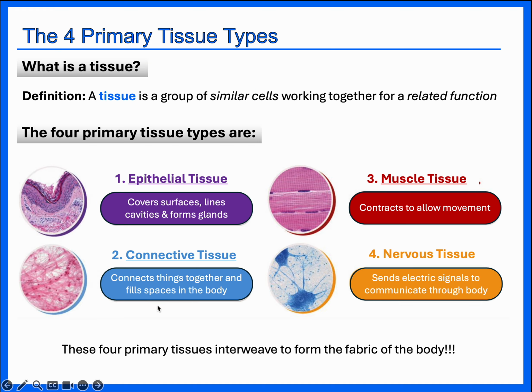Okay? So first of all, I want us to remember what a tissue is, right? A tissue is a group of similar cells working together for a related function. And we have four primary types of tissue. Some tissue are called epithelial tissue, and epi means on top of, right?